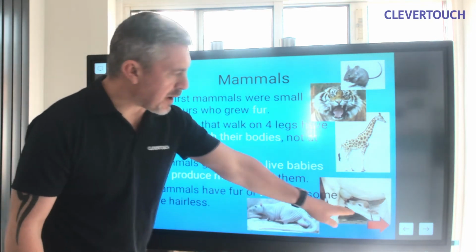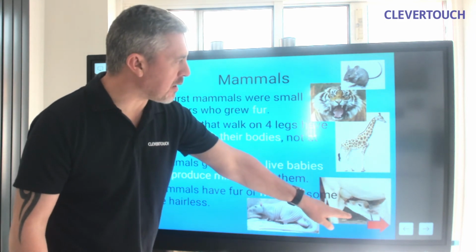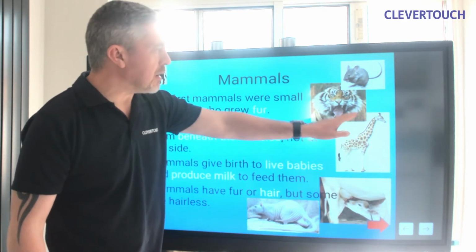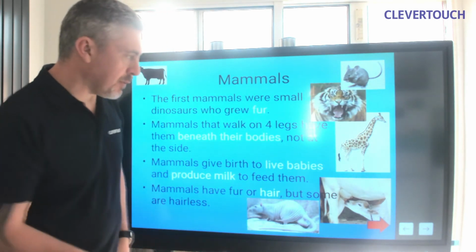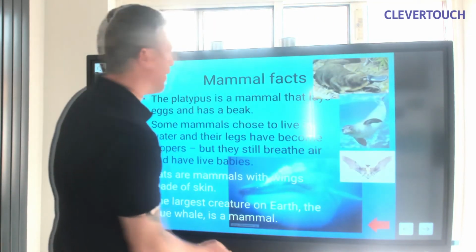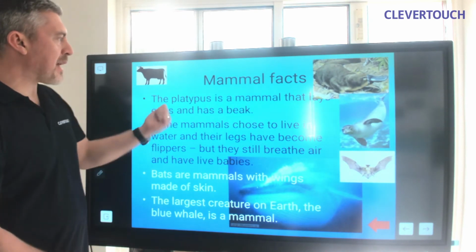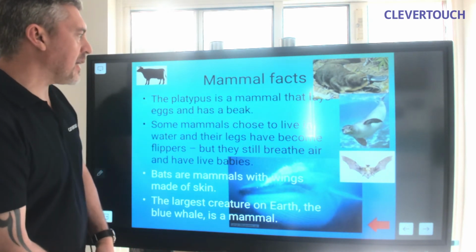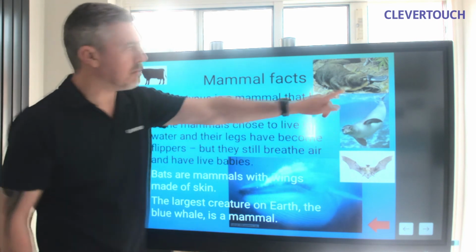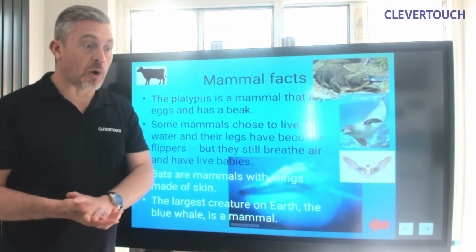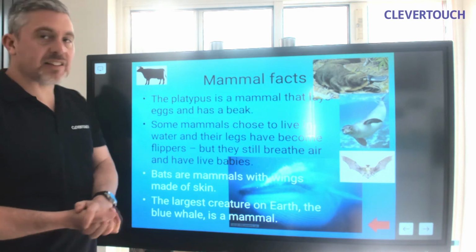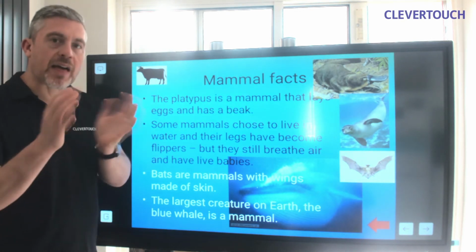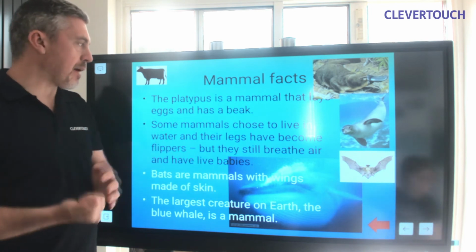So look, here's a baby calf drinking milk from its mother. So giraffes produce milk, tigers produce milk, mice produce milk, dolphins produce milk. Go to the next slide. The platypus is a mammal that lays eggs and has a beak. This is an extremely old type of mammal because it still lays eggs. It's kind of like that link between reptiles and mammals.